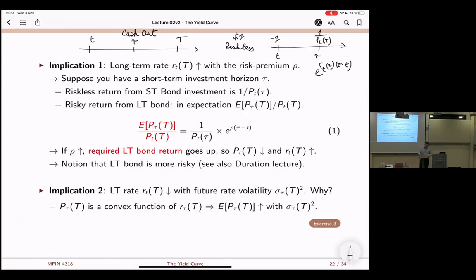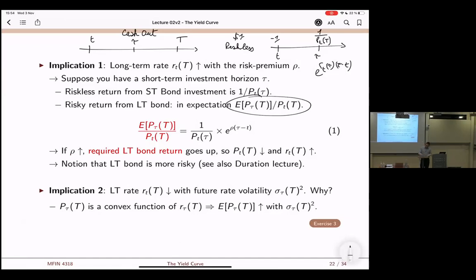In expectation, I'm going to make this: I buy the bond today, and in expectation I'm going to sell it at the price P_τ of big T. That price itself is risky. It depends on what the interest rate will be between period τ and period T. But I take the expectation of that. Again, that return is risky. So if you want to compare these two returns, we have to apply the risk premium.